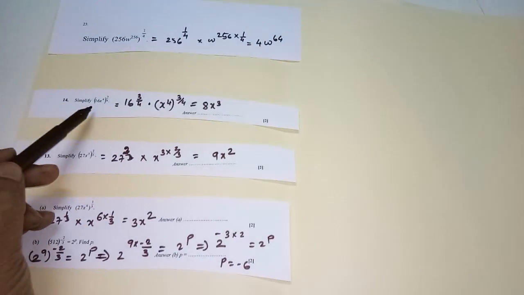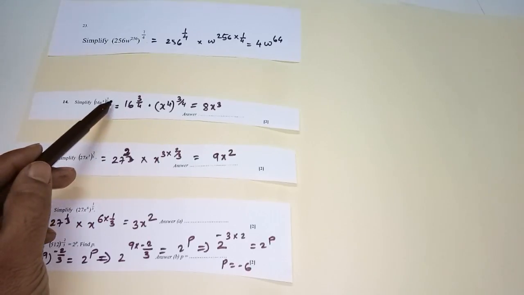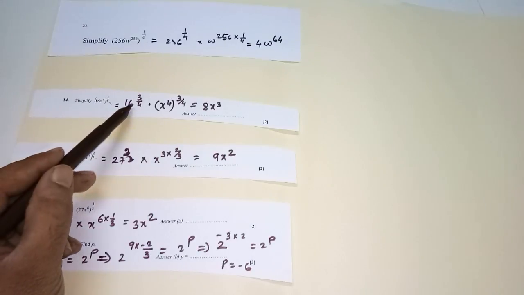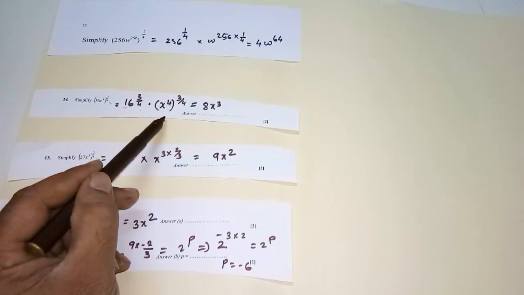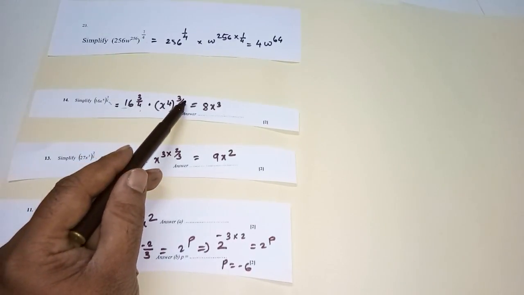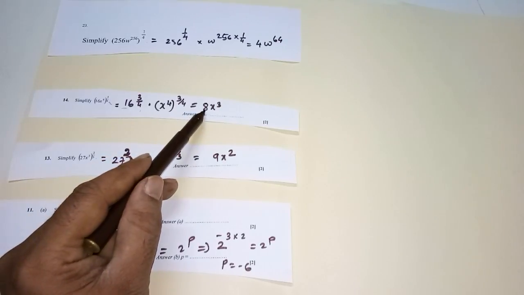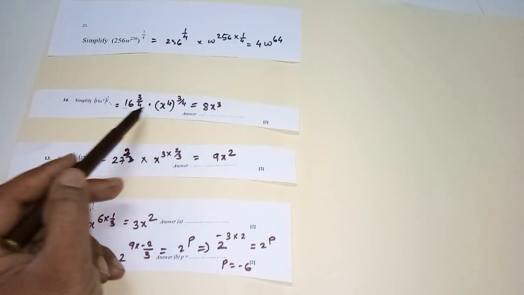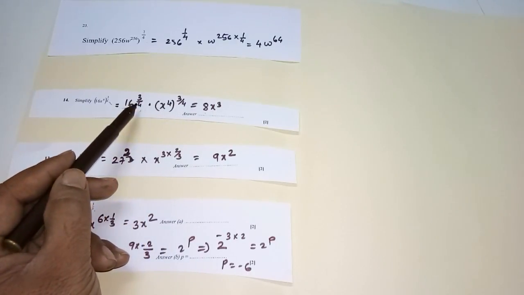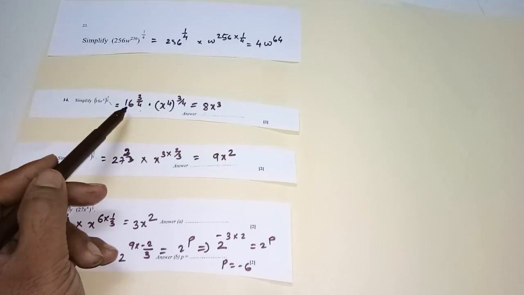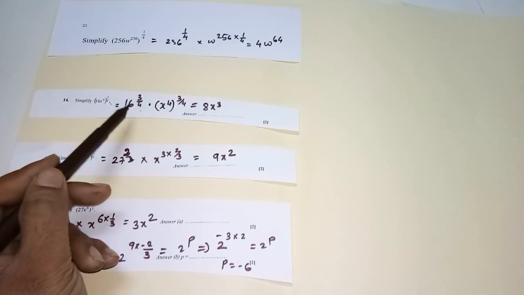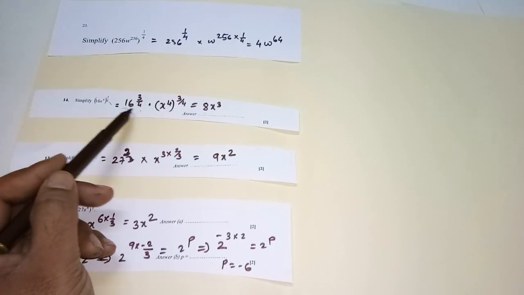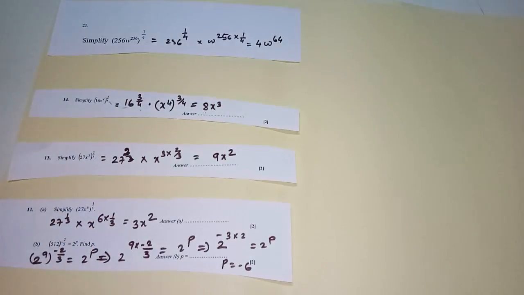Now the next one is 16 times x to the power 4, all to the power 3 by 4. Power 3 by 4 belongs to both, so 16 to the power 3 by 4 times x to the power 4 to the power 3 by 4, which is going to be 8 times x cubed, because 4 and 4 multiply and cancel out. And 16 to the power 3 by 4, if you want to do it mentally, is nothing but the 4th root of 16, which is 2, and then cube it. So 2 cubed is 8. That's how you get it. Otherwise, take the safer route and use your calculator.